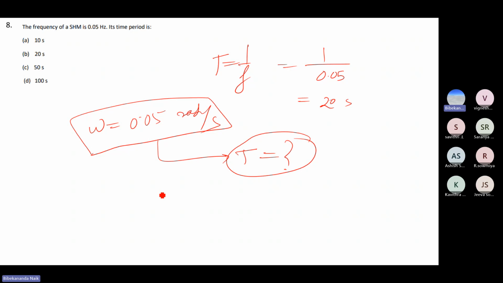But here it is given the angular frequency 0.05 radian per second. When it is in radian per second, it is angular frequency. So can anyone tell me what will be the time period in this case?